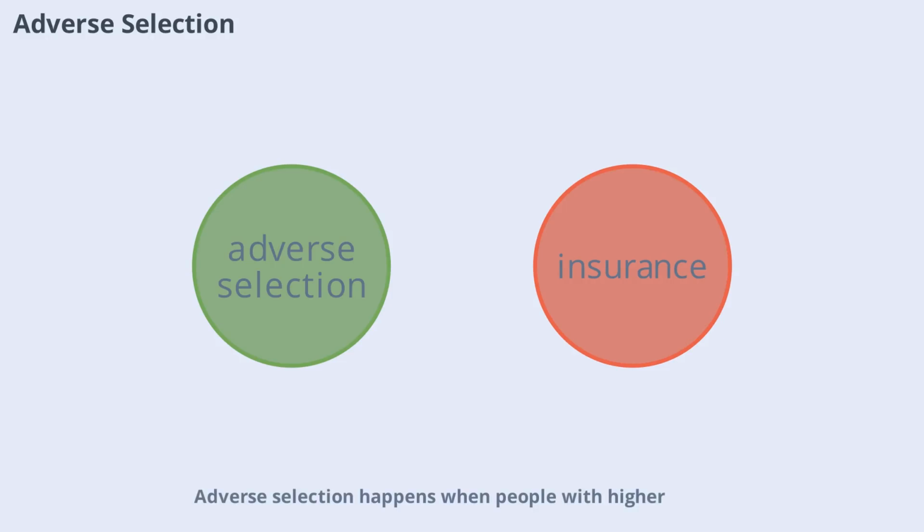Adverse selection happens when people with higher health risks are more likely to buy insurance, driving up costs for everyone. Insurers use strategies like risk assessment and mandatory coverage to address this issue. We'll explain how adverse selection works and its impact on the healthcare market.